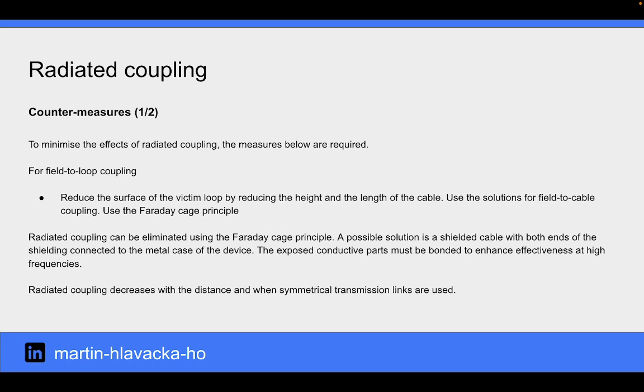Radiated coupling can be eliminated using the Faraday cage principle. A possible solution is shielded cable with both ends of the shielding connected to the metal case of the device. The exposed conductive parts must be bonded to enhance effectiveness at high frequencies. Radiated coupling decreases with the distance and when symmetrical transmission links are used.